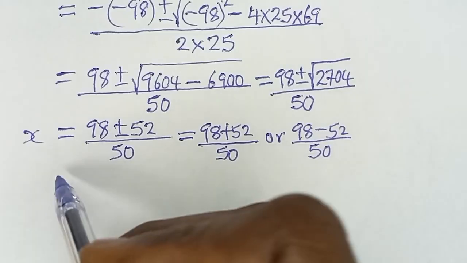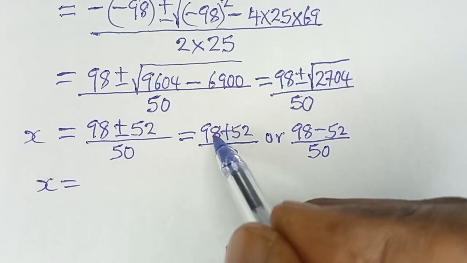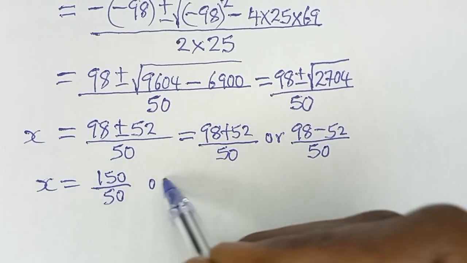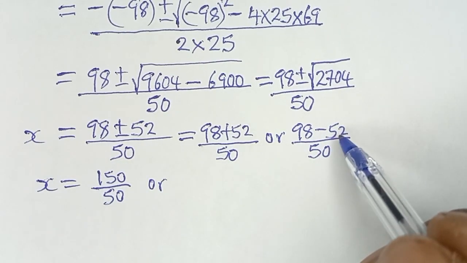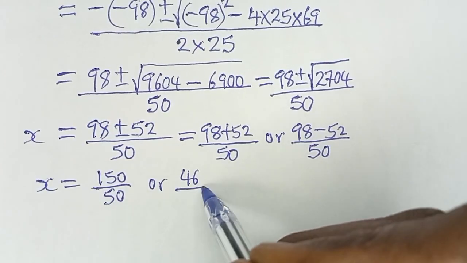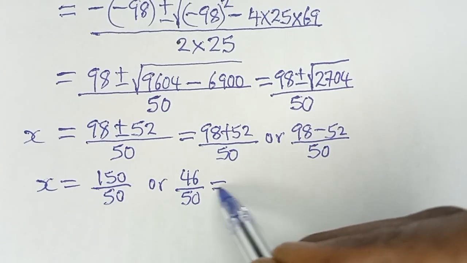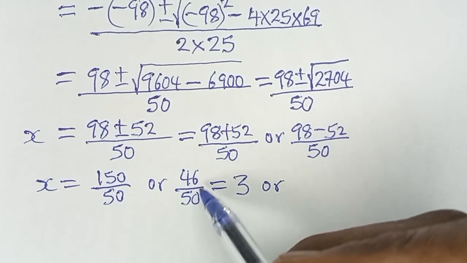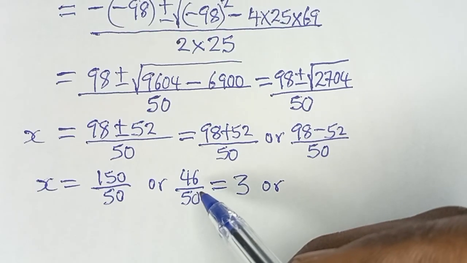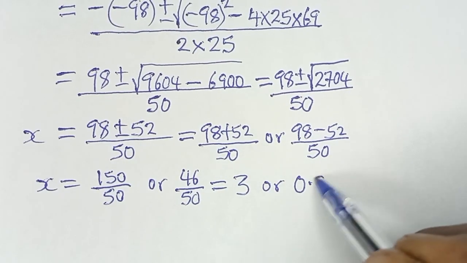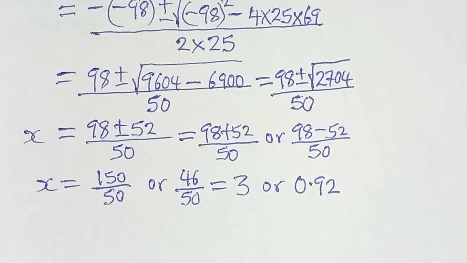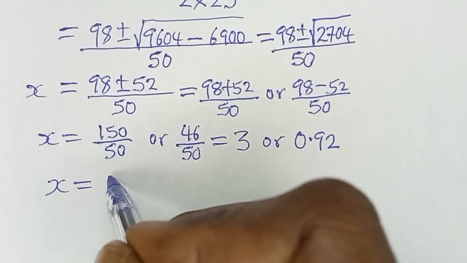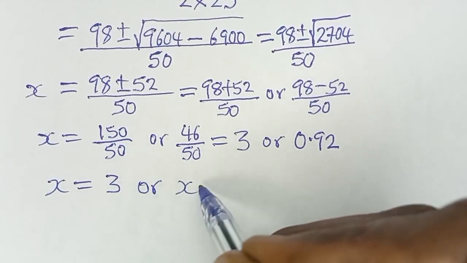So this divided by this will give me x is equal to 98 plus 52, which is 150 over 50, or 98 minus 52, which is 46 over 50. So I have finally 150 divided by 50 is 3, or 46 divided by 50 will give me 0.92. So the values for my x are x is equal to 3 or x is equal to 0.92.